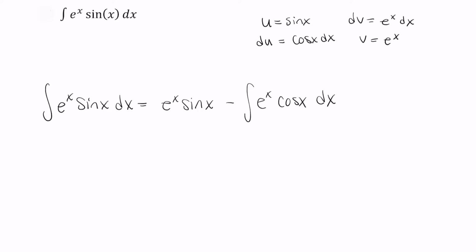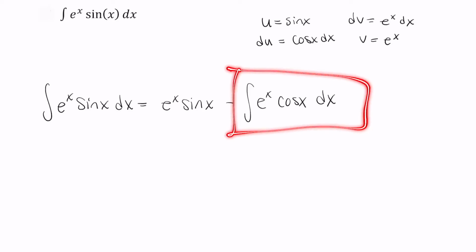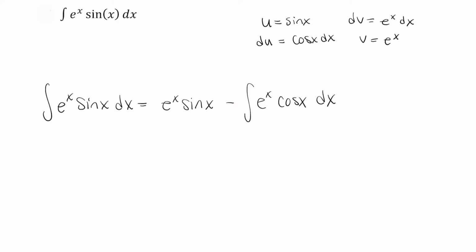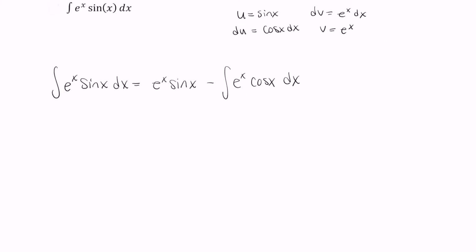Okay, so you should have rewritten this, that is sine x times e to the x here, minus the integral of cosine of x times e to the x dx. And now looking at this integral, we need to apply parts again. So let u2 equal cosine x, dv2 equal e to the x dx, then du2 equals negative sine x dx, and v2 is equal to e to the x.